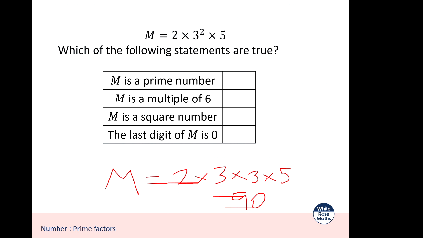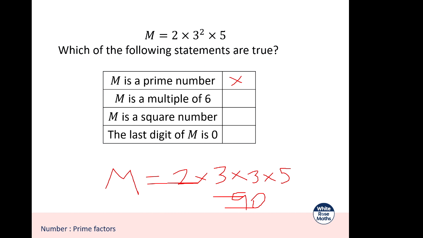So is 90 prime? Well, it's not, because it's even, right? So I can halve it. It's divisible by 3 and by 5 and by 10, so it's got multiple factors. Remember, a prime number has exactly two factors, one and itself. So m is not prime. No.